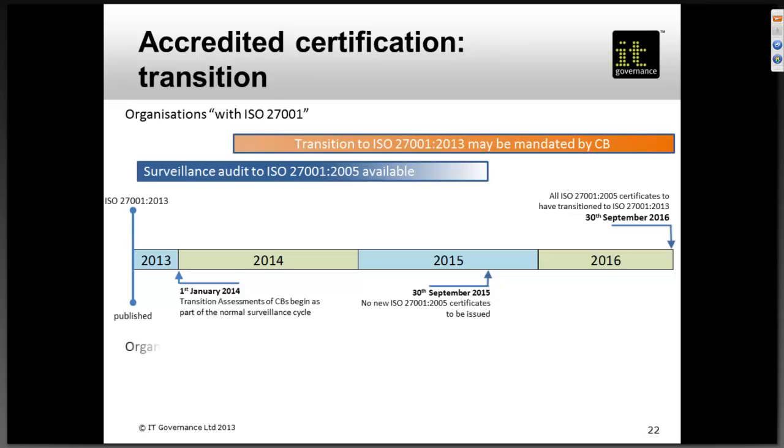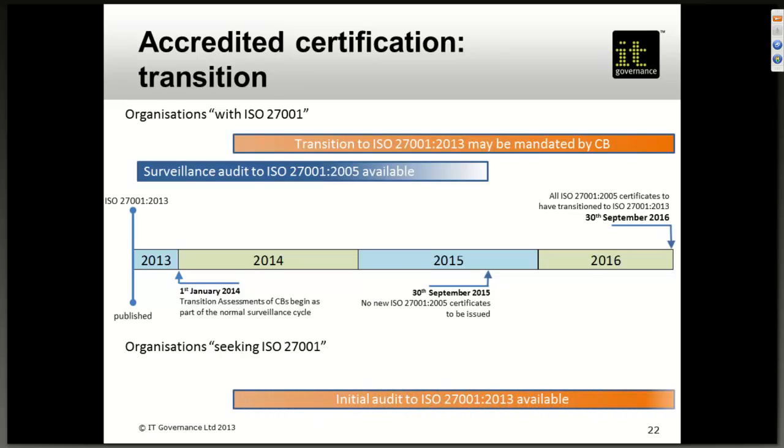Similar implication for organisations that are seeking accredited certification to 27001. Well, audit to the 2013 version for an accredited certificate is only going to be available once the certification body itself has made that move forward. As we've seen on the last screen, that's dependent upon their auditors being transitioned, their mechanisms, systems, processes, arrangements transitioning themselves, and therefore their accreditation status being transitioned to the 2013 standard.